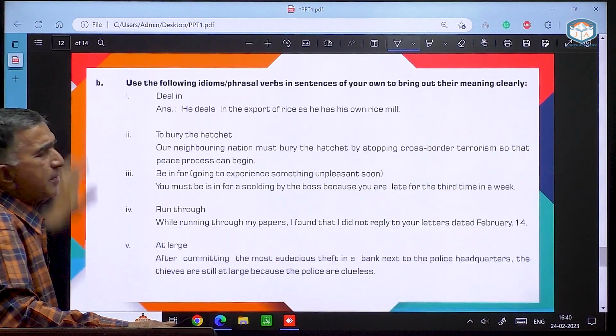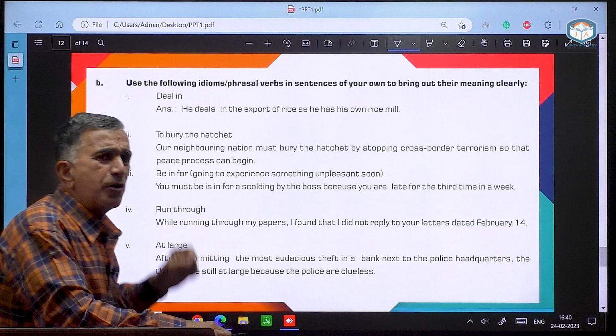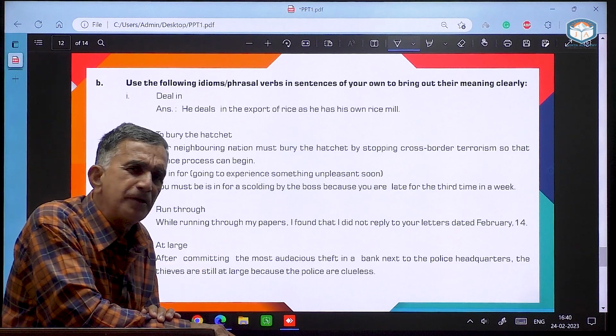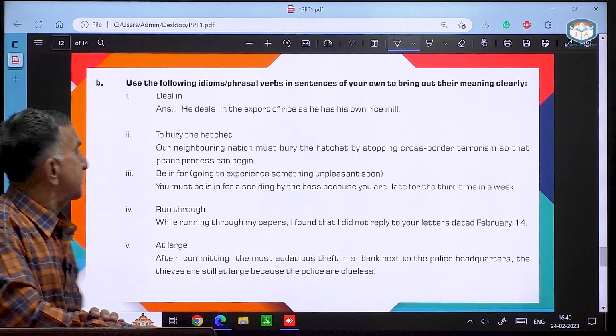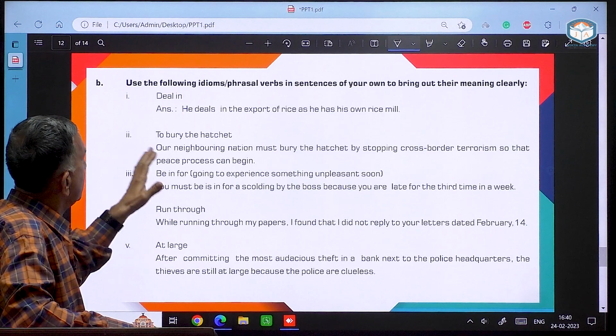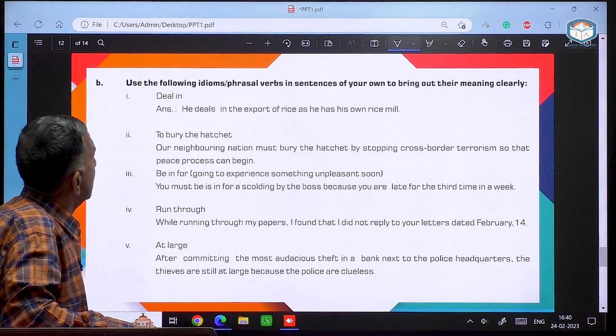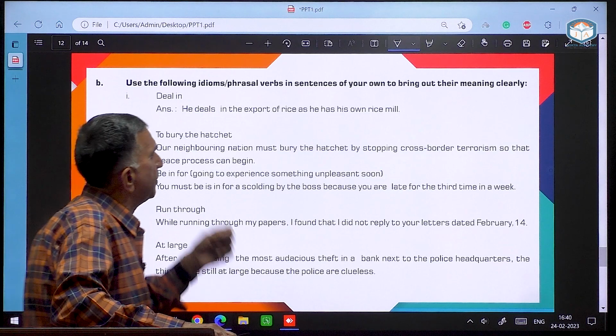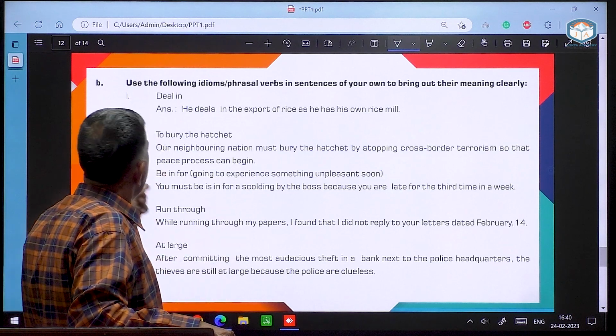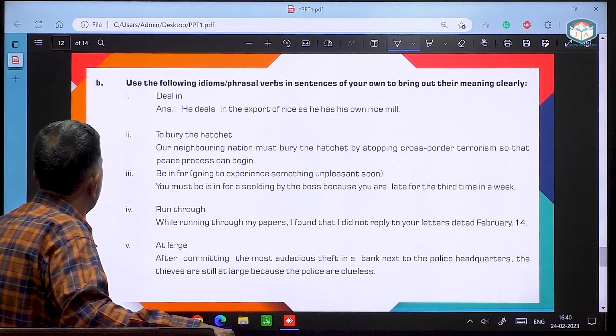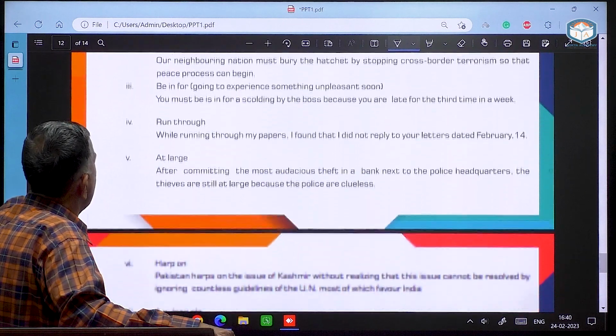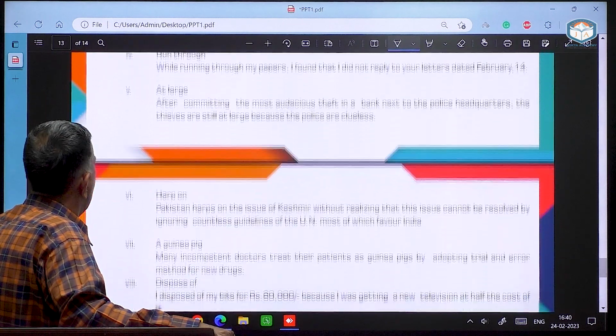Again, idiom phrases, same here. The meaning of idiom or a phrasal verb must be clear from the reading of a sentence. For example, deal in. He deals in the export of rice as he has his own rice mill. Bury the hatchet. Be in for. Run through. At large. Harp on.